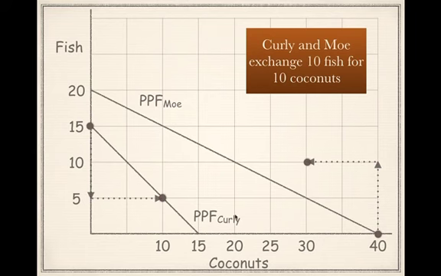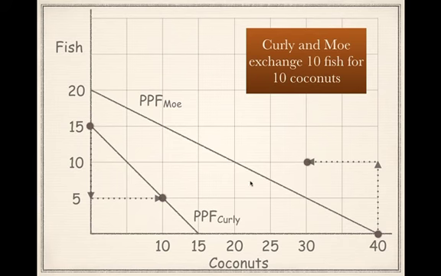What do we notice here? Curly is not better off. Curly ends up on the same PPF that he would have been on if he was self-sufficient. So there's no reason for Curly to specialize and engage in trade at this term of trade, a 1-to-1 ratio for fish to coconuts. So he would not find this acceptable.